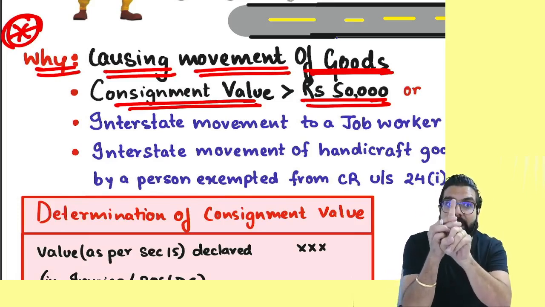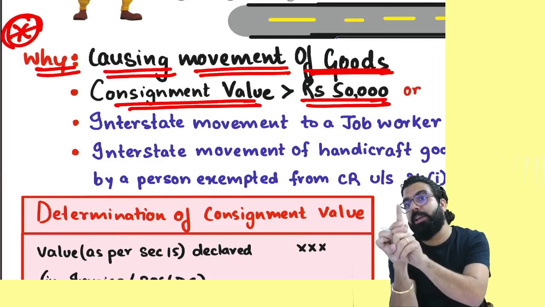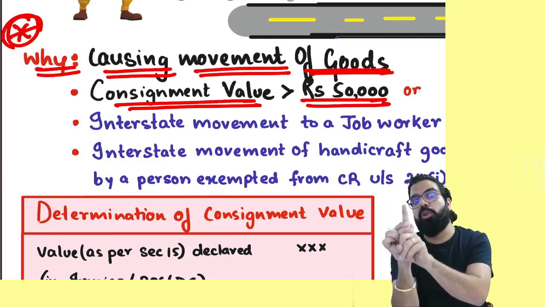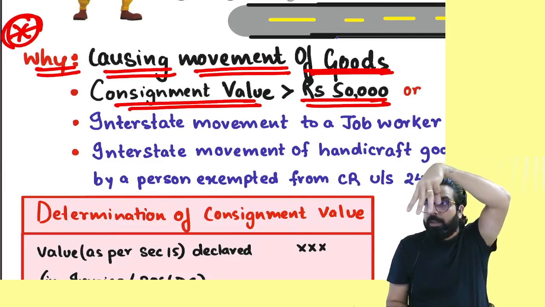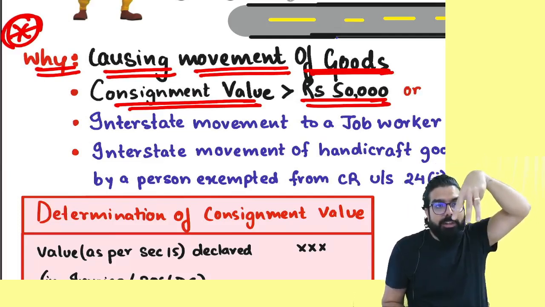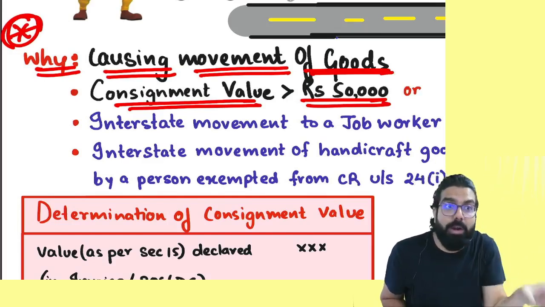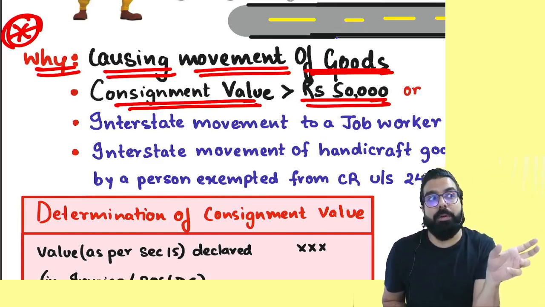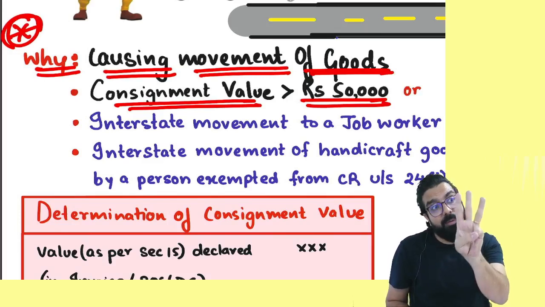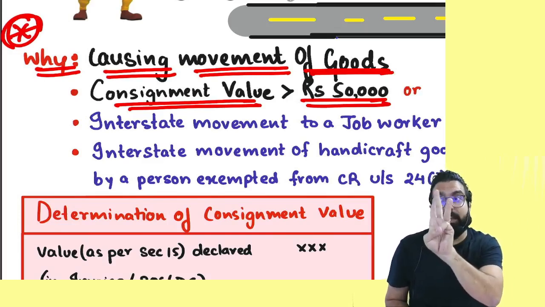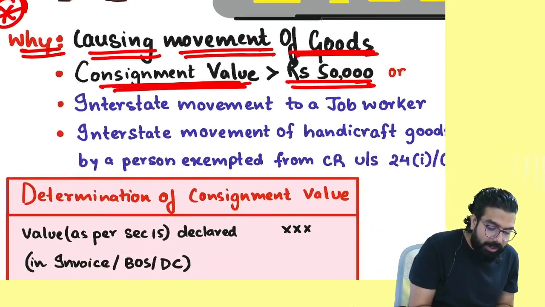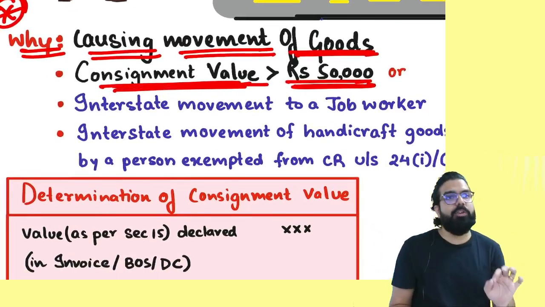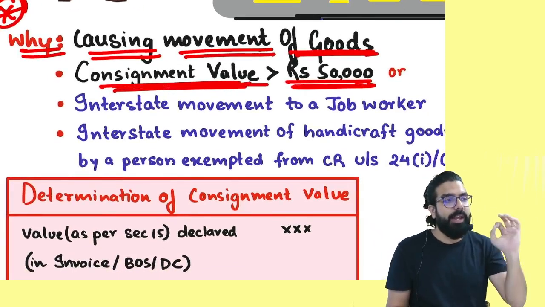You have to see every invoice's value and decide whether you have to generate e-way bill or you don't have to generate e-way bill. For example, all the three invoices are there. All the three invoices' goods, I put in only one truck and send it. Should I generate one e-way bill or three e-way bills? Three e-way bills. Every invoice is a separate consignment. Now, they are telling whenever the consignment value is more than 50,000, you have to generate the e-way bill.